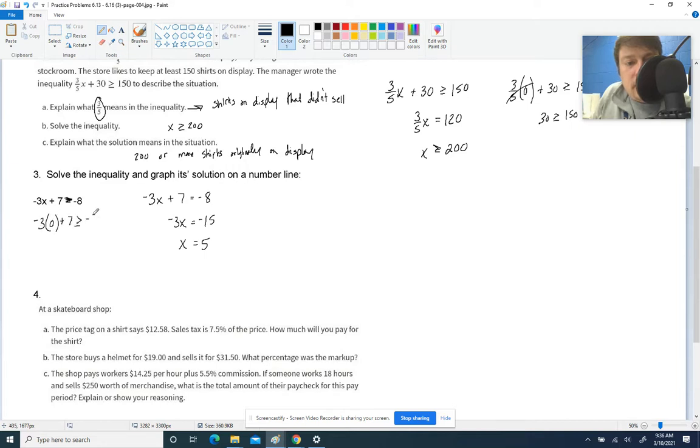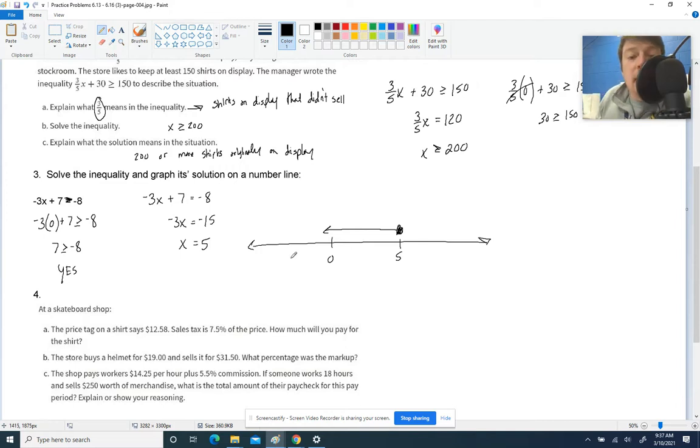Is that bigger than -8? Well, that's 0. 7 is bigger than -8. So yes, 0 works. So let's go to our solution. Draw a number line. We know that our answer is 5. We know that it's an or equal to, so we want to shade it in. And we just proved that 0 does make it a solution, so we want to shade that way.